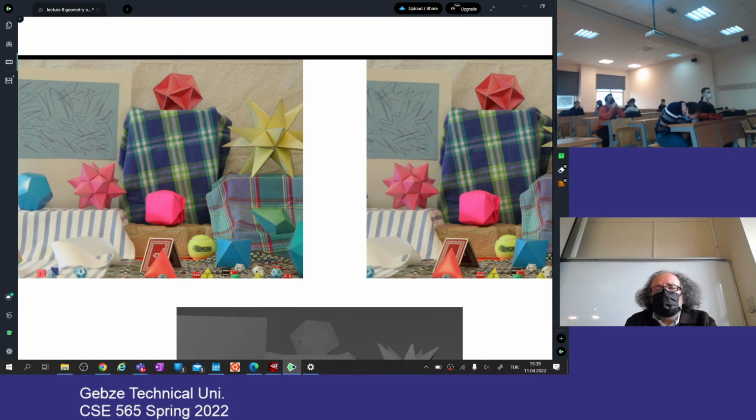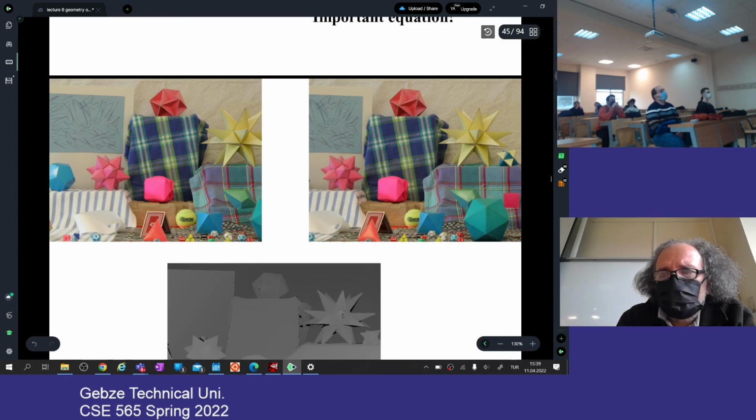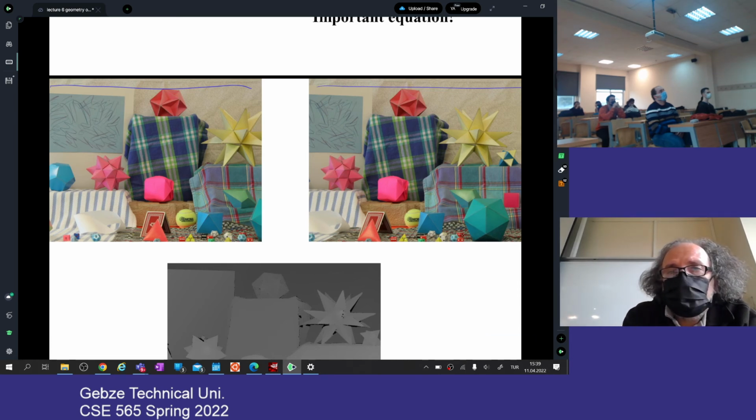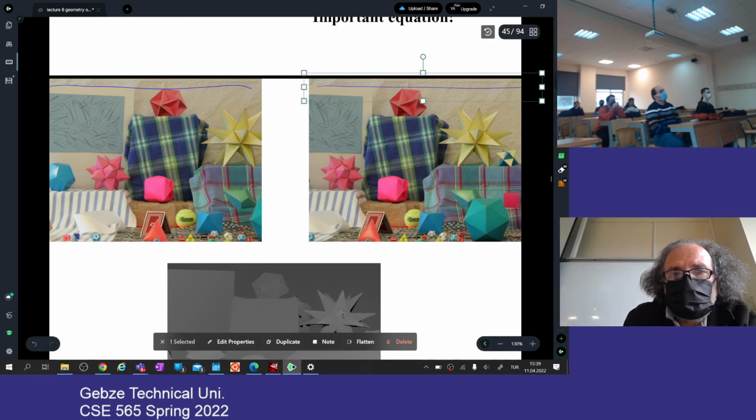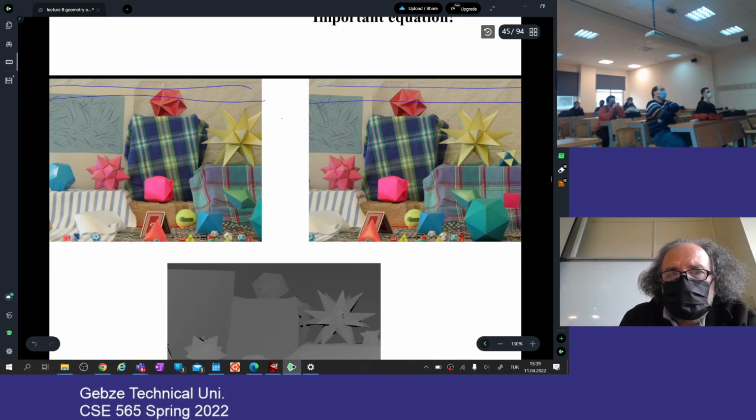Let's draw some conjugated epipolar lines. I think I drew this before. This is an epipolar line, and this is the corresponding epipolar line. These are two conjugated epipolar lines. So this is another epipolar line and another epipolar line. You get the idea, right? These are all parallel. So where do they intersect?